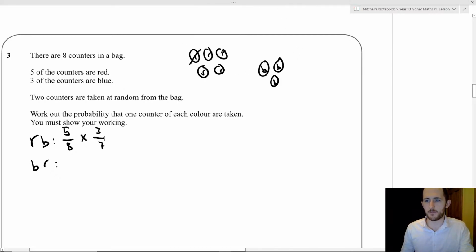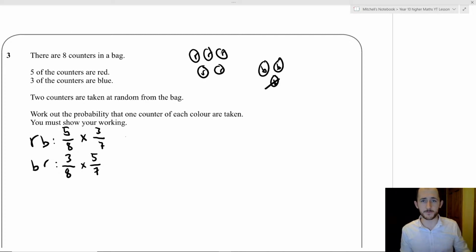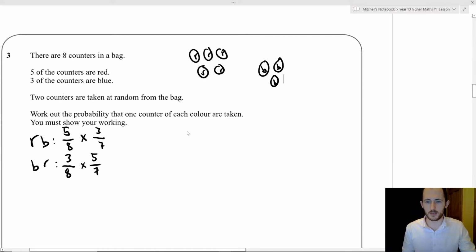So, we've done that possibility. And again, I'll work it out in a second. So, probability of getting a blue at the beginning is the 3 blues we have over the total number of counters, which is 8, multiplied by the 5 reds we have over the 7 that would be left over if I were to cross out blue. All okay with that? Again, just stop me if you need any help with that. 15.